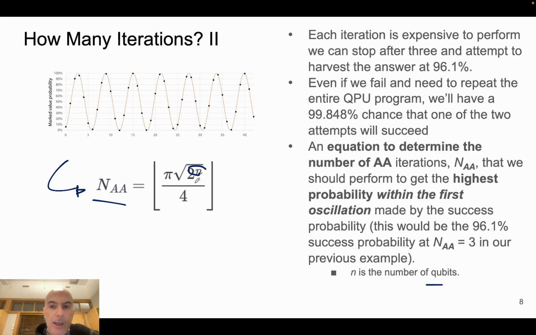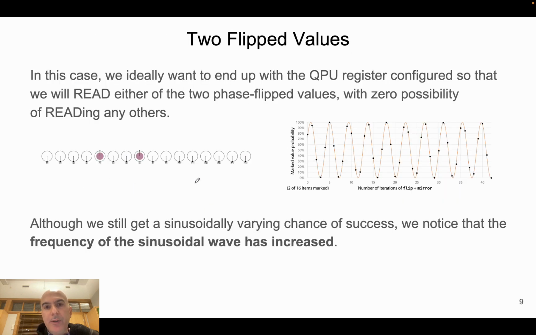qubits, divided by 4. We can also extend the amplitude amplification to detect two flipped values using exactly the same methodology. So we apply a number of amplitude amplification iterations that consist of a flip and a mirror operation. In this case, ideally we want to end up with a QPU register configured so that we will read the two phase-flipped values with zero possibility of reading any others.